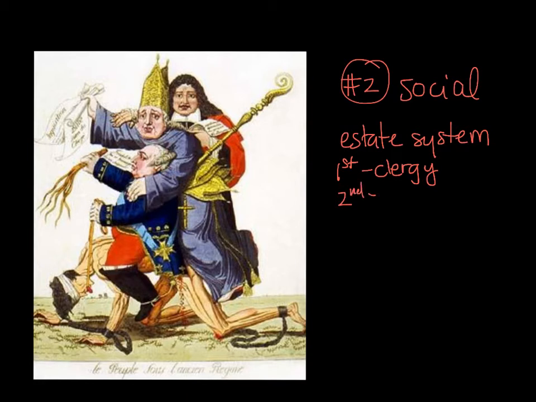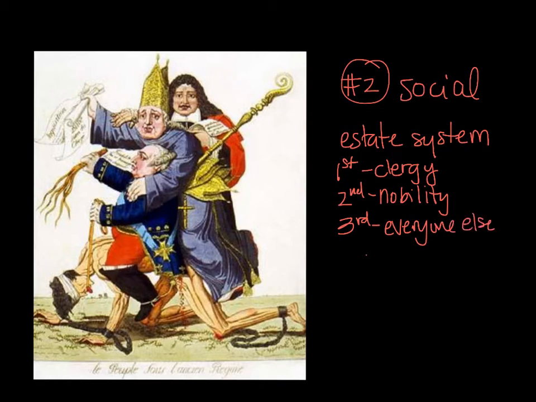The second estate is the nobility. These are people who are generally wealthy, though again, levels of wealth could vary. Key thing is that they had land and they had titles, making them nobles. And then there's the third estate, which was everybody else.